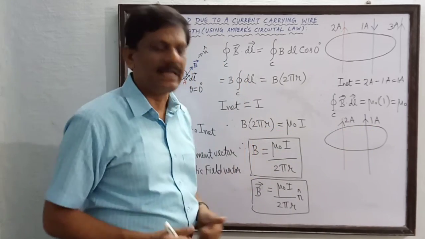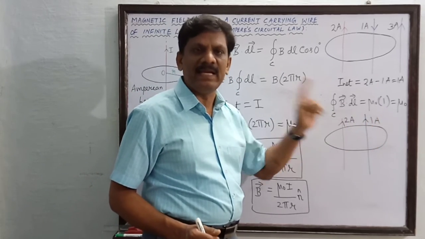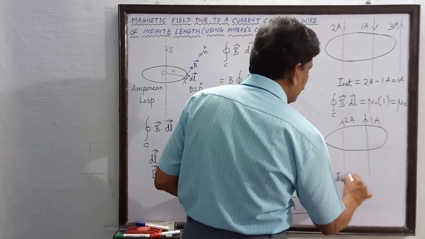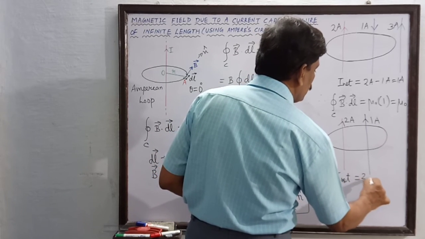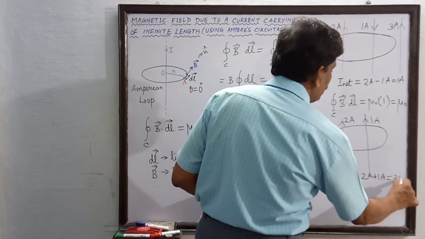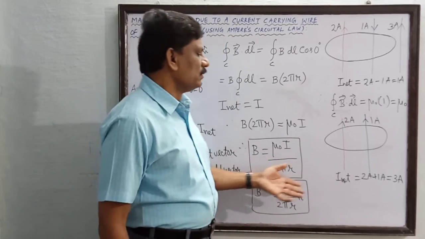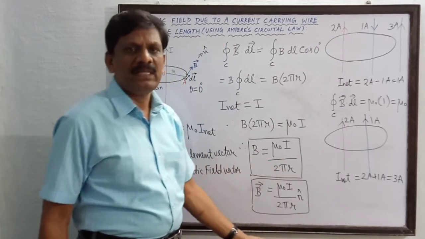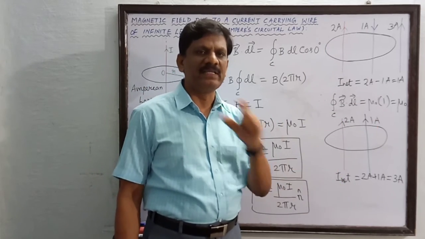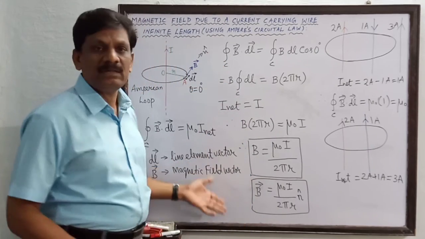So what is the net current? It must be 2 ampere plus 1 ampere. It is 3 ampere. So in this picture, net current is equal to 2 ampere plus 1 ampere, which is equal to 3 ampere. Like that, whether the conductor is carrying current in the upward or downward direction, you have to find the net current enclosed. Okay students, have you understood? Fine.